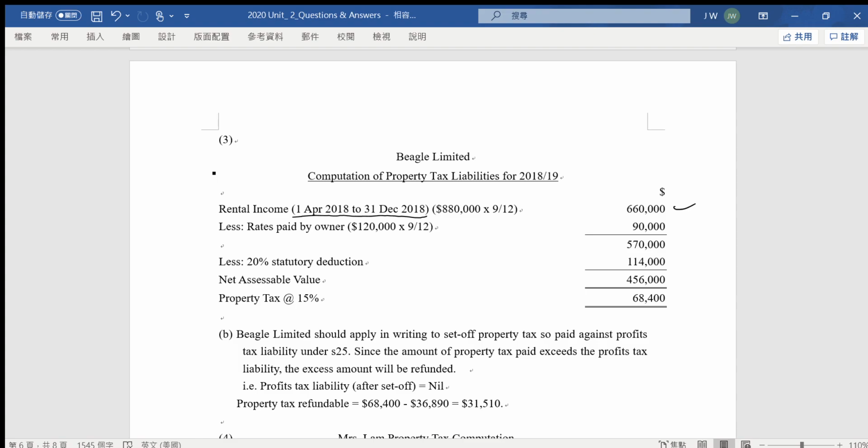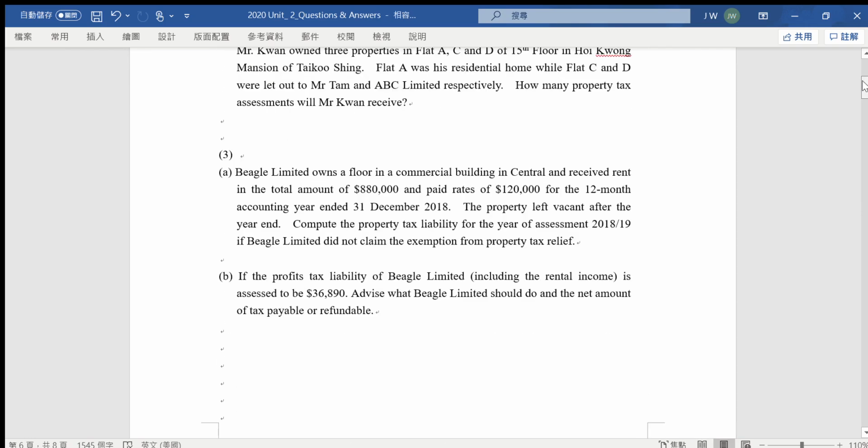And then the rate is being paid by the owner, and the total rate amount is 120,000. We also need to apportion it because that is for 4 quarters, not just 3 quarters only. That's why 90,000. Okay, then we can work out the 100% statutory deductions and net assessable value. Finally, multiply the standard rate, 15%.